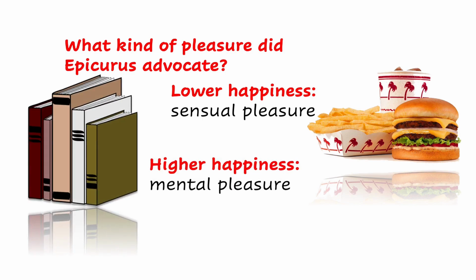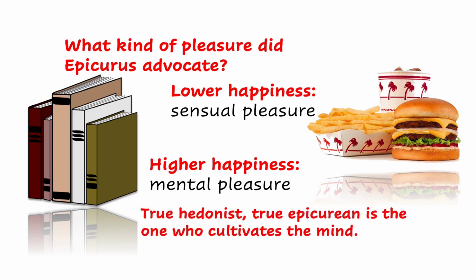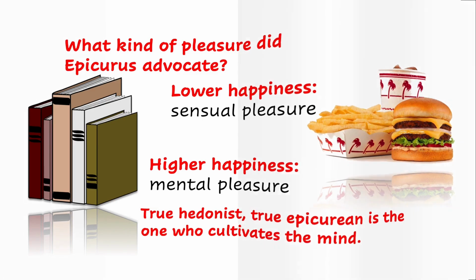The higher form of happiness comes from the cultivation of the mind. When we train ourselves to think of ideas, discuss mental concepts, or what Epicurus generally calls philosophizing, we attain a higher form of happiness. Hence, we see that the modern meaning of Epicurean is the exact opposite of what Epicurus really meant. The true hedonist is the one who cultivates the mind.